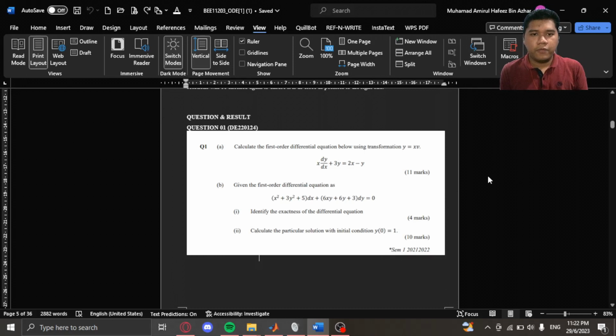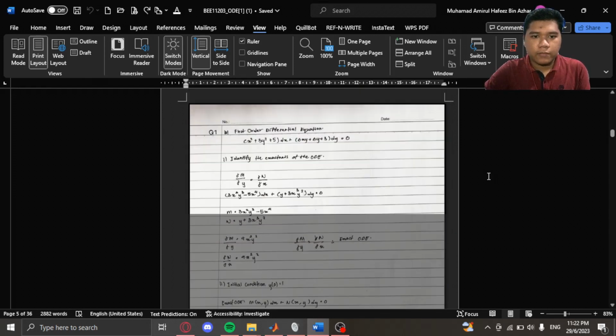Okay, so moving on. Question 1b gives us a first order differential equation in the form of exactness, which is M dx plus N dy equals 0. The first question asks us to identify the exactness of the differential equation, and the second question asks us to calculate the particular solution with initial condition y(0) equals 1. So moving on to the solution.